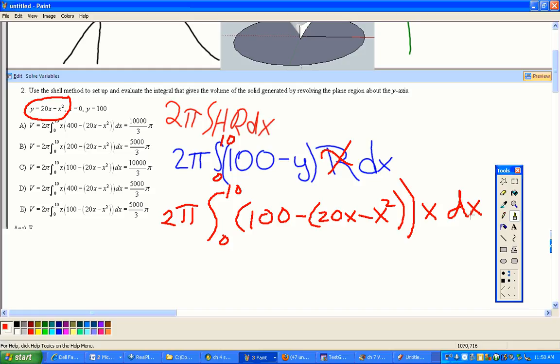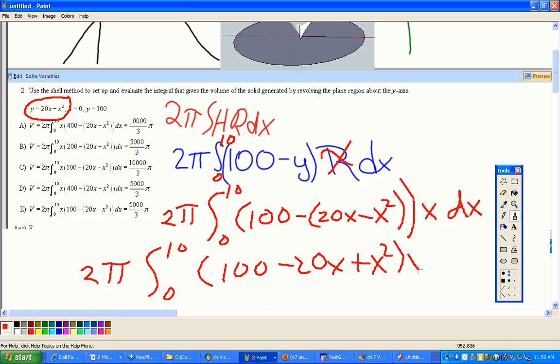Now what puzzles me is you guys actually found the one I thought would be harder first. I thought the height was the hard one to find. So if I'm going to integrate such a thing, it would be easiest to simplify and distribute. So this guy will be a 2 pi. This guy would be 100. Take away 20x, add x squared, times x times dx.